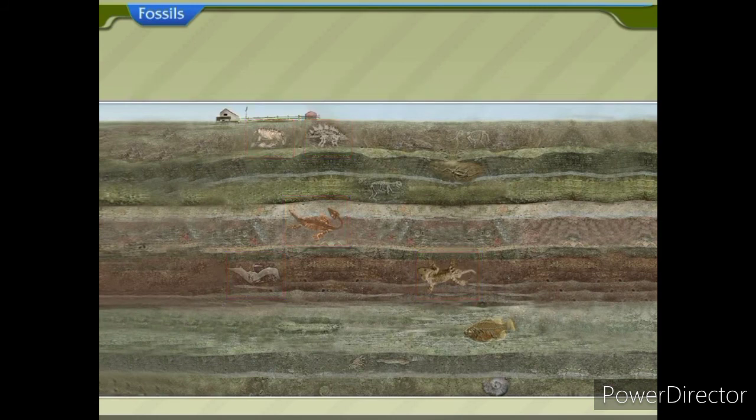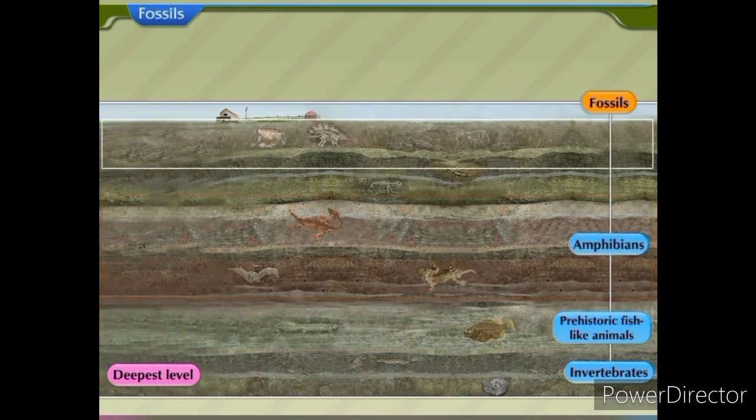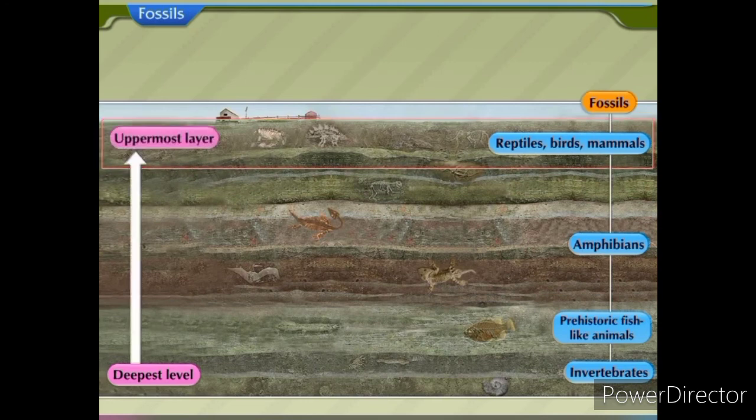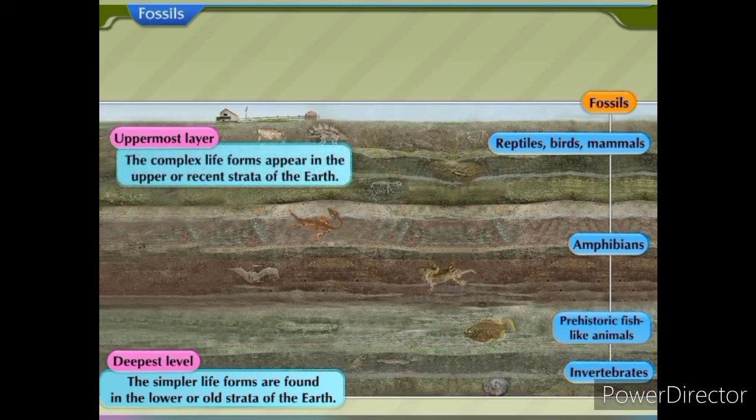The occurrence of these fossils and their systematic study indicated that the fossils of invertebrates are situated at the deepest level. A layer above them were found the prehistoric fish-like animals, above which were the amphibians. The reptiles and the birds, as well as mammals, were found to be in the uppermost layer. This record suggests that the simple life forms are found in the lower or the old strata, while the complex forms appear in the upper or recent strata of the earth.